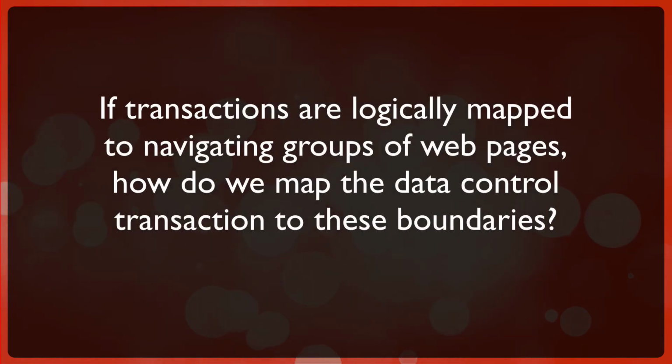Now, this is good to know. We now understand that the data controls are basically handling all the transaction fundamentals, or the functionality that we're looking for. But it does bring up more interesting questions about how the data controls actually fit into the overall ADF architecture in order to answer questions like this. If the transactions are logically mapped to navigating groups of web pages, and remember, when we design our applications, typically the user might go over multiple web pages in order to participate in an overall transaction, how do we map the data control transactions to these web page boundaries?